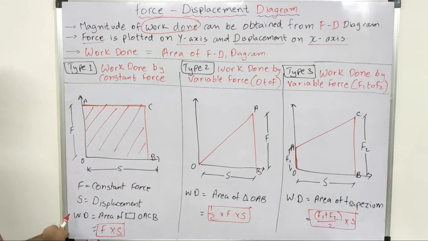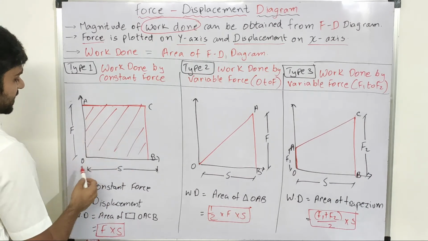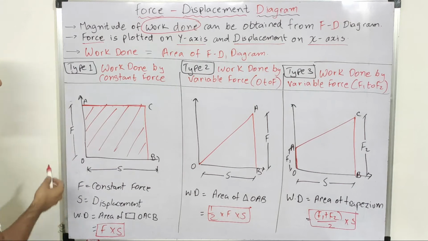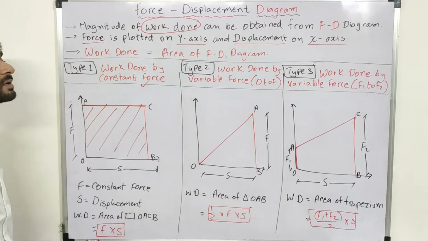So work done can be calculated by calculating this area, that is F into S, that is length into width or width into length, whatsoever. So work done is F into S in this particular case.